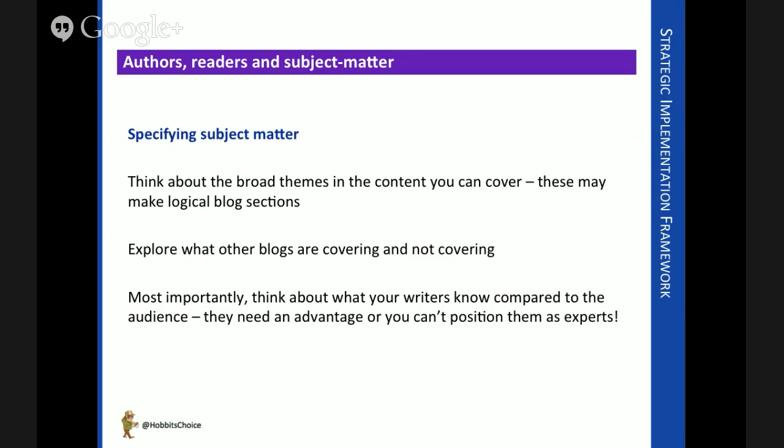Think about the themes your blog can cover. Structure it in a way that you have logical sections. Use categories and tags to flag them up. Think about how the audience is going to find and engage with what your authors produce.